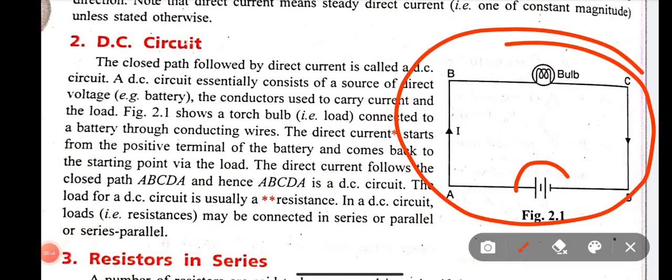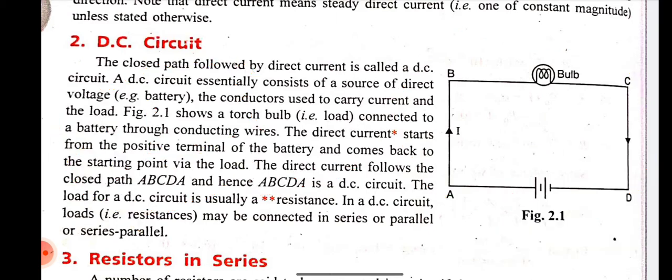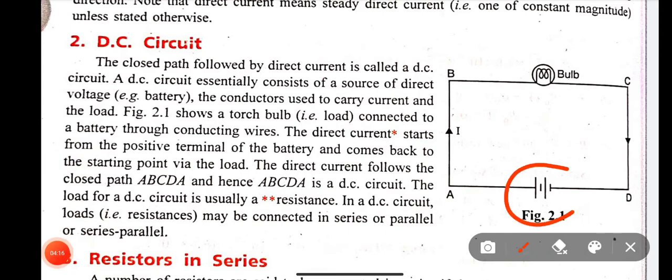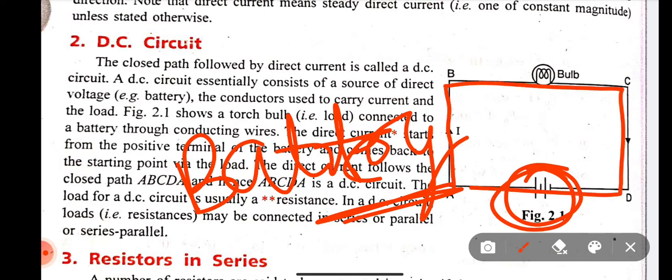First of all, what is a battery and what is a cell? Suppose if only one combination is given of this one, then this is known as a cell, but the combination of more cells is known as a battery. So here you find the combination of two cells, so this is known as a battery. As you know very well, direct current is produced by a battery or DC generator. So this is a battery, this is a closed path, and this is a bulb.